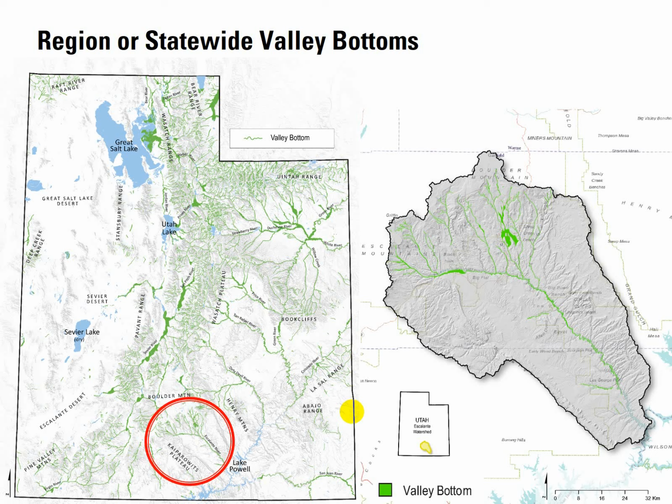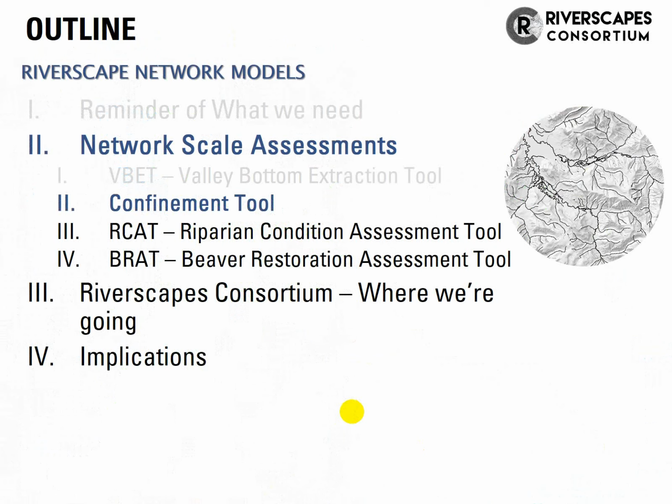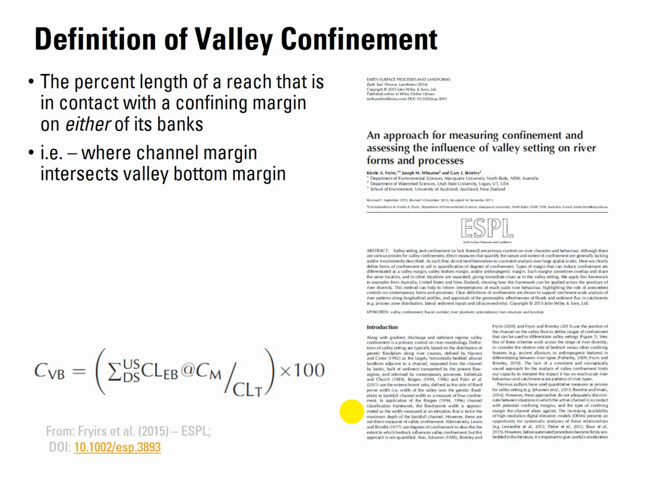Okay, so that basically maps out our valley bottoms. And the next thing that we want to look at is confinement. Because if you recall the River Styles trees, our entry point is valley setting. You need to know what your valley or your valley bottom is. And then we differentiate valley settings on a continuum of confinement.